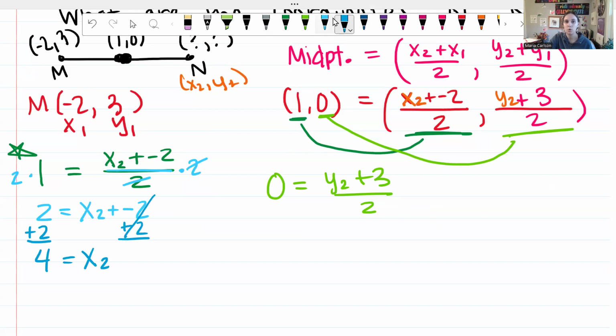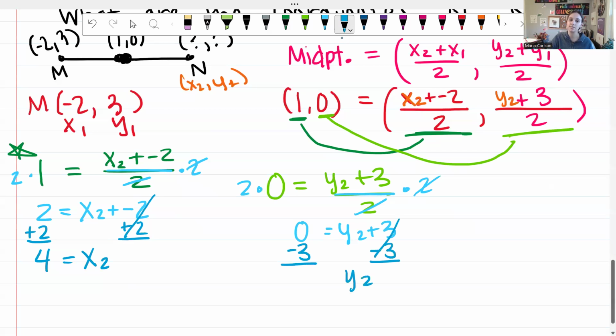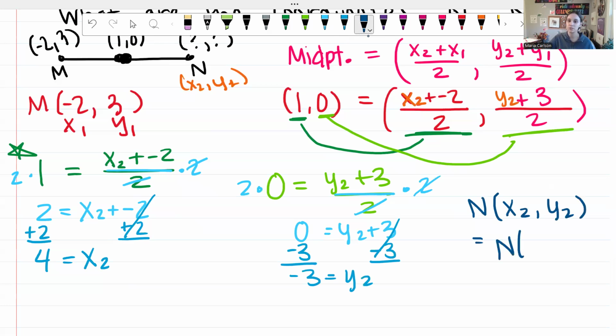And now let's look at y2. I can follow the same first step: undo the division by 2 by multiplying both sides by 2. That way it will cancel, leaving us with just y2 plus 3 on the right, which is equal to still just 0. And now I can get y2 by itself by subtracting 3 from both sides. This will tell me then that y2 is -3. So now I have the coordinates of n. N is this second point, x2 comma y2. So n really is the x2 we found, which was 4, and the y2 we found, which is -3.